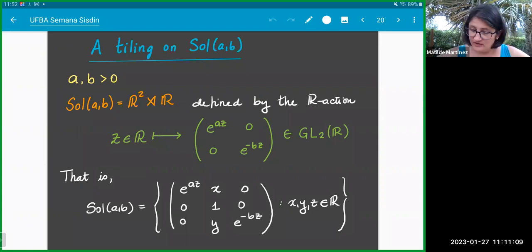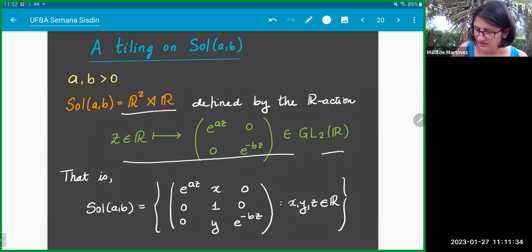So this is a group which was considered by Eskin, Fisher and Whyte, which is the following. If you have two positive real numbers A and B, the group SOL AB is this semi-direct product defined like this, or simply put, you can see it as a subgroup of the 3x3 matrices, which is this thing I've written here. If you multiply two of these matrices, you can see that this is in fact a group. So what is it like?